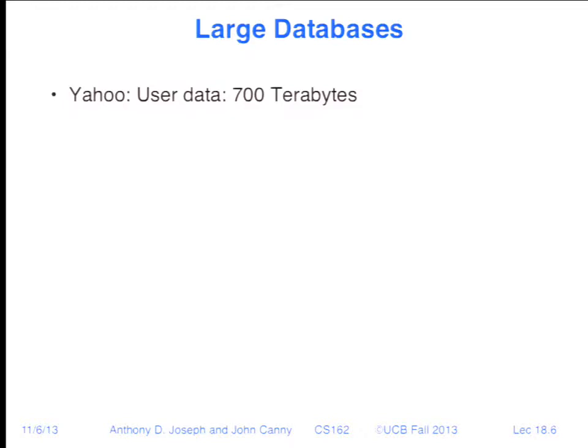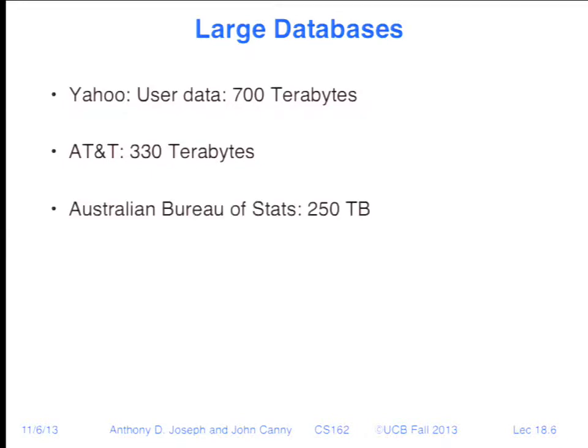Yahoo has a collection of user data that's formally reported around 700 terabytes. AT&T has famously kept customer records back virtually forever, and it's currently running at about 300 terabytes. And the Australian Bureau of Statistics has 250 terabytes of something, and I don't know what it is, because there's only about 23 million of us, and somehow they have megabytes on all of us. And we hate filling out census forms, so I don't know where they get all this stuff. But still, it's a massive amount of data.